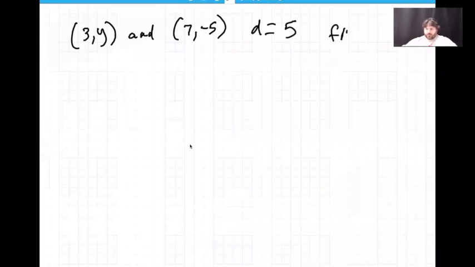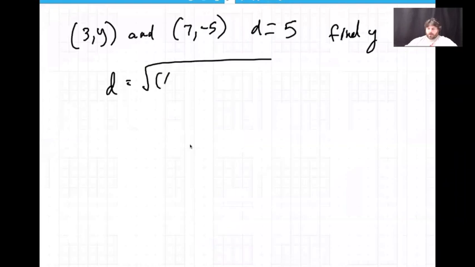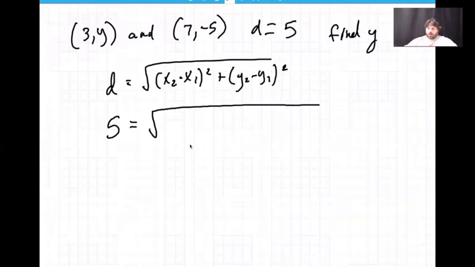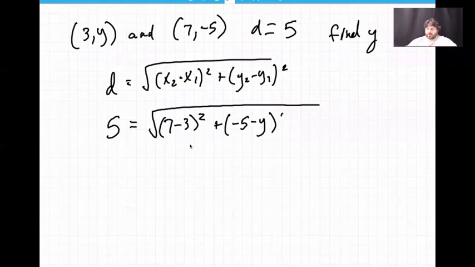Find the y value. Okay, we're not going to change anything that we do here. We're going to use the same distance formula: the square root of x2 minus x1 squared plus y2 minus y1 squared. Fill in what we know. We know that d is 5, so we plug it in there. We've got x2 minus x1, that's 7 minus 3 squared, plus y2, which is negative 5 minus y, squared.